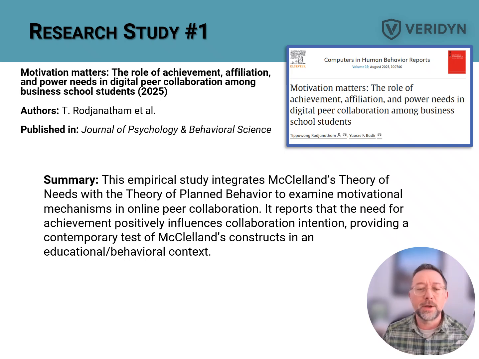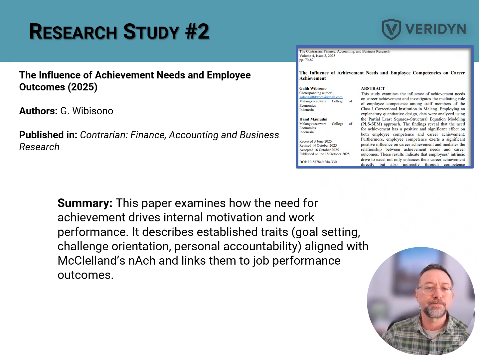He compares it to the theory of planned behavior, which we're not talking about here, which is a whole other thing, which is great. But what motivates? What are the things that motivate online peer collaboration? And specifically achievement, and how achievement positively influences collaboration in the online context. It's kind of a neat study.